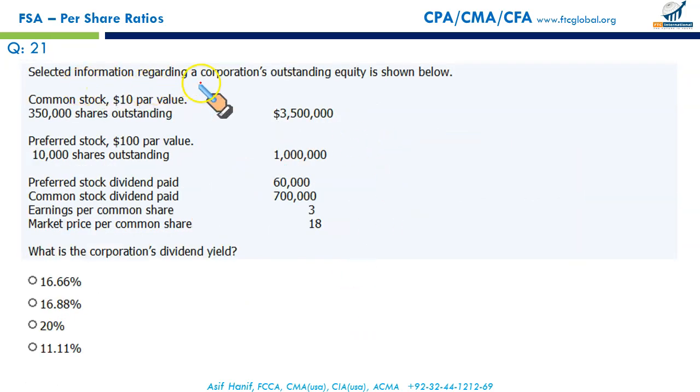Selected information regarding a corporation's outstanding equity is shown below. What is the corporation's dividend yield? We know dividend yield is the dividend per share over the market price per share. Okay. What have we been given?